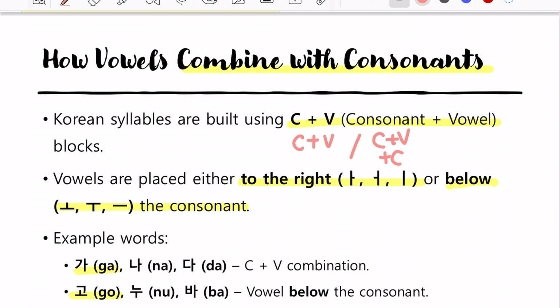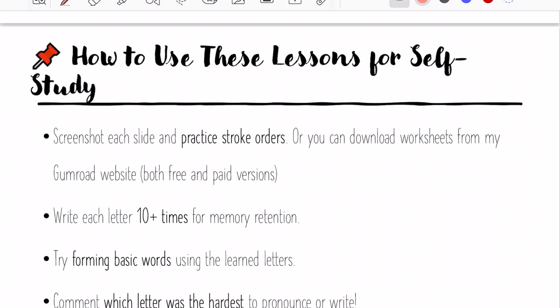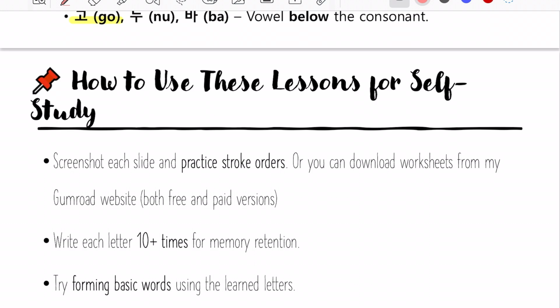And let's talk about how to use these lessons for self-study. The recommended method for me is to screenshot the slide and practice stroke orders. I don't mind if you take a screenshot and print them out. Or you can go ahead and download worksheets from my Gumroad website. I have one. There are both free and paid versions, but the free version's good enough.